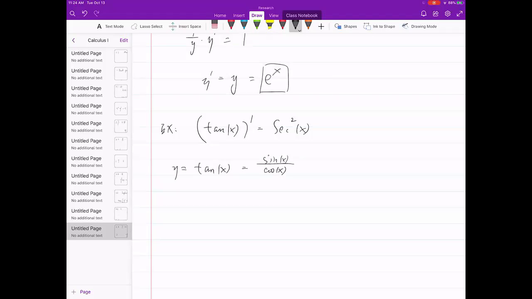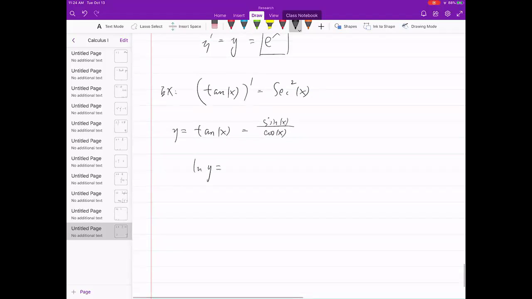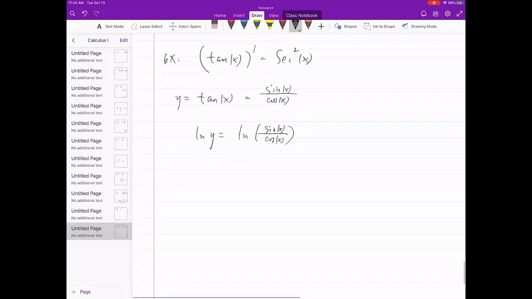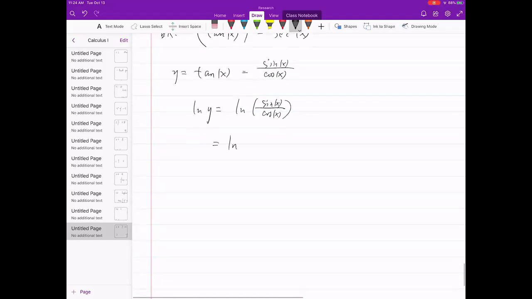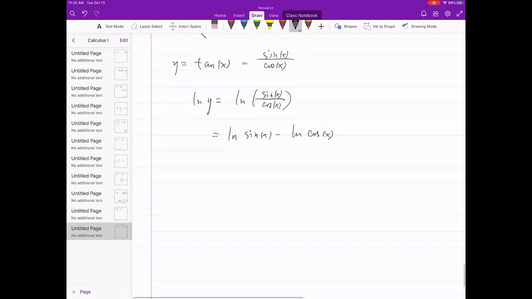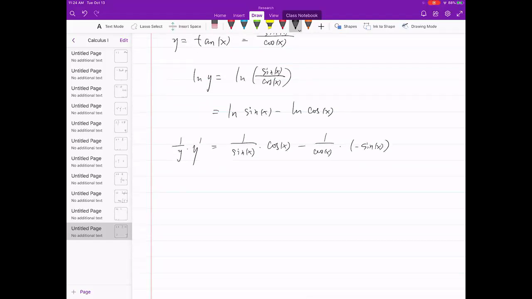You technically don't need the quotient rule anymore. You just need to take ln y, that's good, which is ln sin x minus ln cosine x. Take the derivative: 1 over sin x by the chain rule times cosine x, minus 1 over cosine x by the chain rule times negative sin x. Sounds good? Pretty easy. And then let's finish.